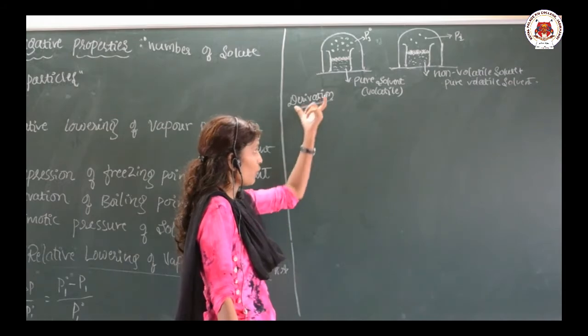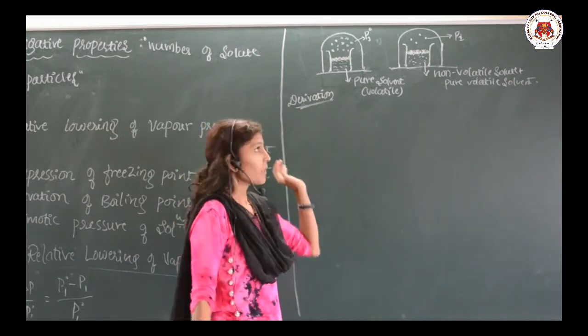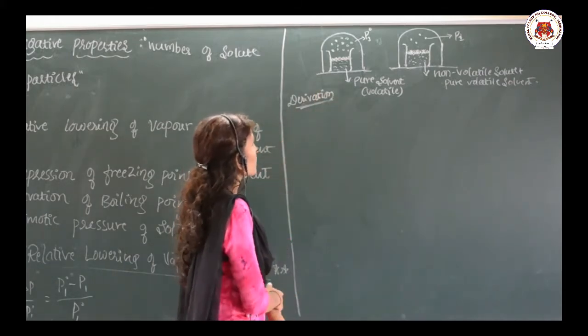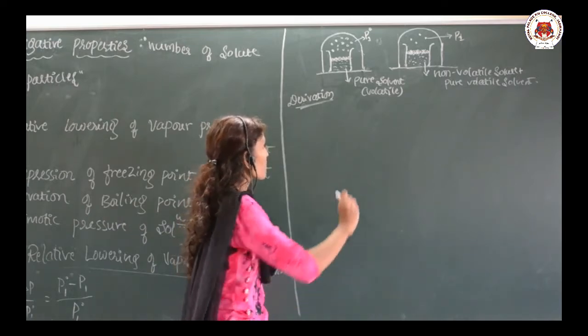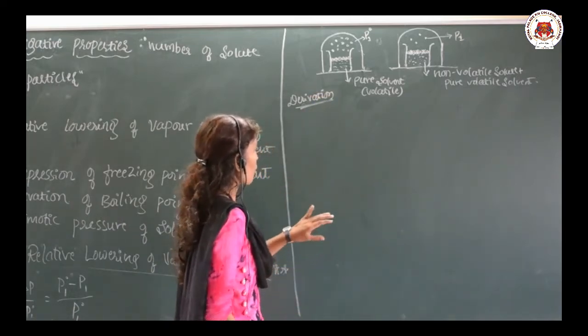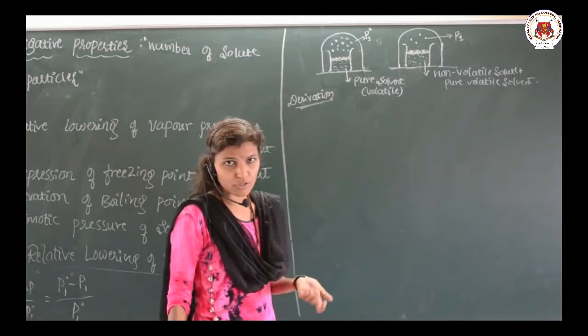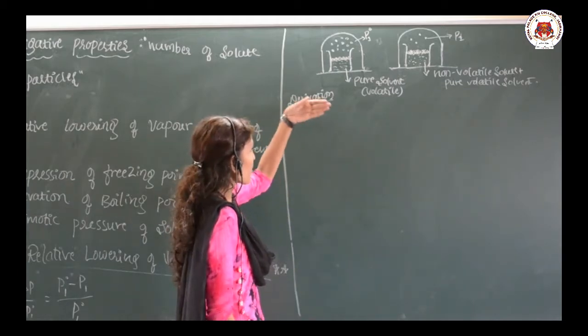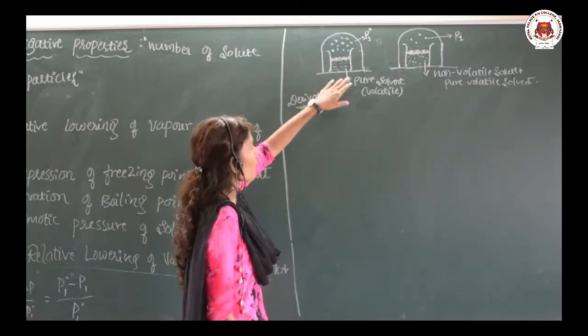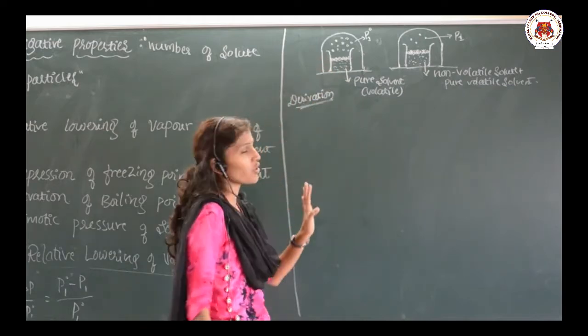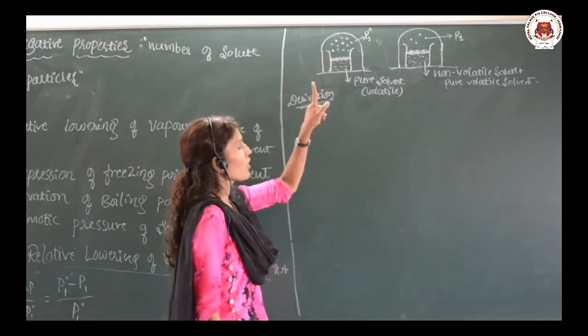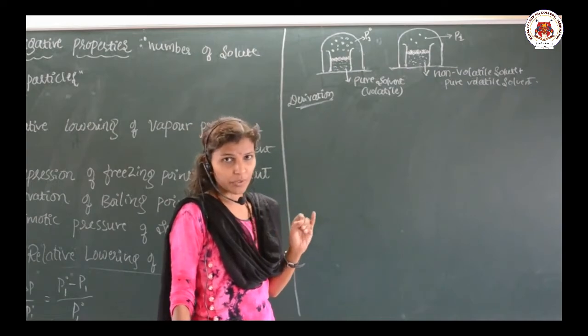I hope you are getting what I am explaining. Here I am taking the pure solvent, and the surface is covered by the pure solvent particles or molecules, and those escape, and those vapors exert the pressure, that is P1 naught, because it is in the pure form.